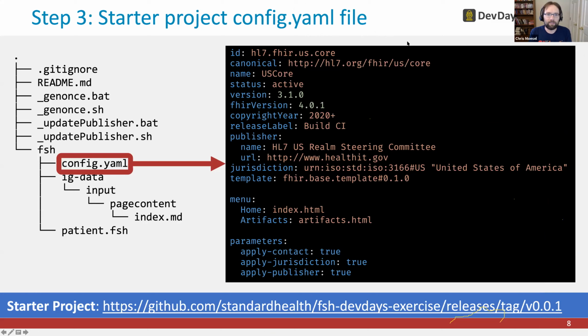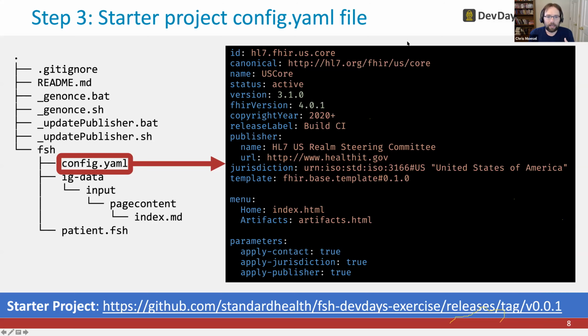Now, so this is the configuration YAML file. This provides the configuration that Sushi will use as it does its thing, as well as provides some data that will go into the implementation guide resource for your implementation guide. If you're familiar with the implementation guide resource, you'll notice that many of these fields parallel what you see in that resource. I'll just draw your attention to a couple of things in this file.